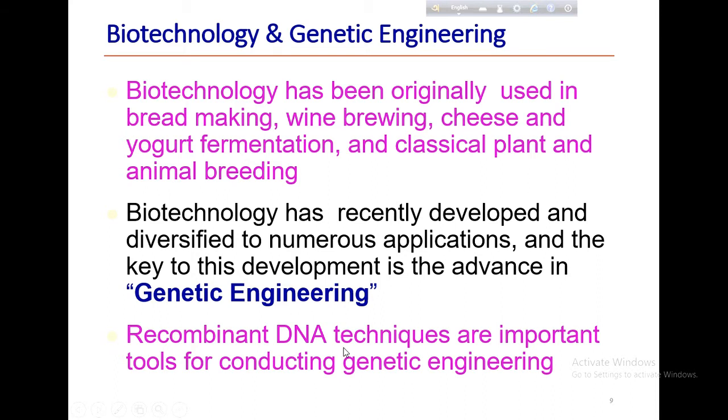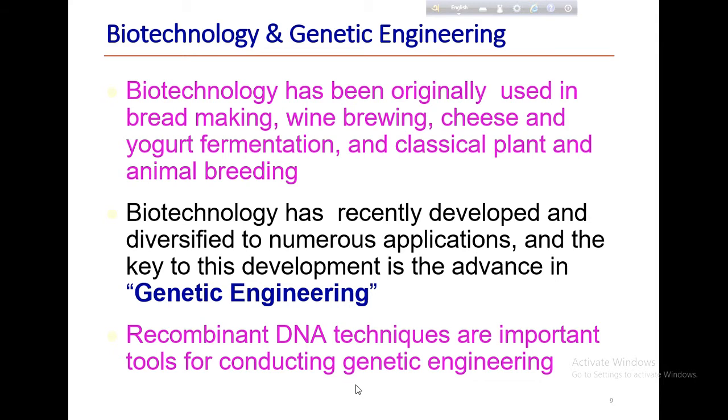Through recombinant DNA technology, we know how to genetically engineer a cell, and with the help of genetic engineering, we have some advanced, recent new applications of biotechnology. So it is a consequence from RDT, recombinant DNA techniques, to genetic engineering, and through genetic engineering to modern biotechnology. Please keep in mind this flow. Recombinant DNA techniques are important tools for conducting genetic engineering. So what are the important tools for conducting genetic engineering? Of course, the answer should be recombinant DNA techniques. Please do not be confused here in this slide.